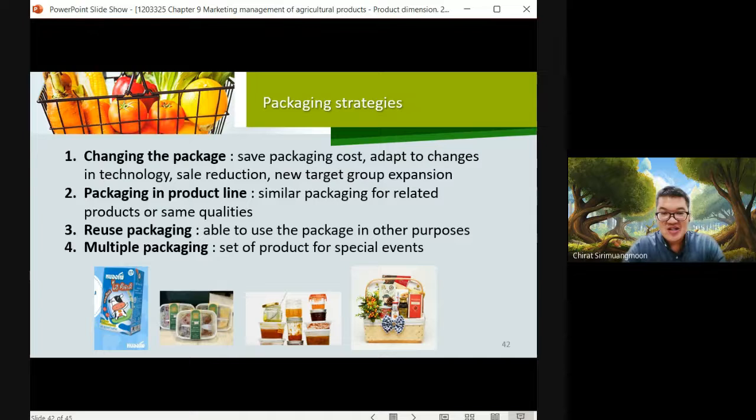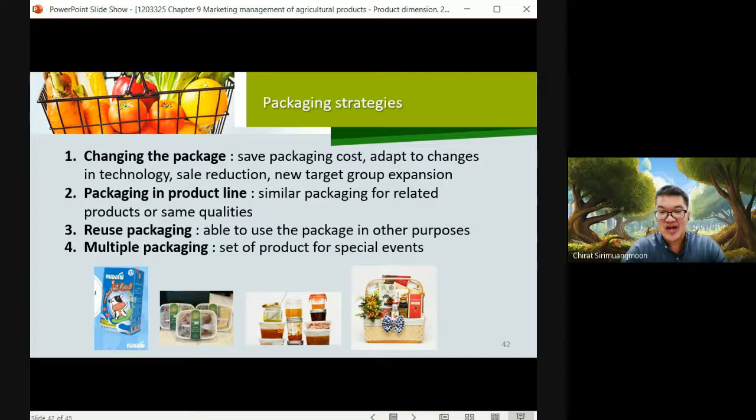Packaging for product line means if you have a brand name, then you need to create the same look. Like here, the second picture is for the Royal Project Foundation. So the Royal Project brand for ready-to-eat meals is going to have this package. They have the box, and then they have the green label. So every time you see it on the shelf, you know this is the Royal Project, and this is good quality.